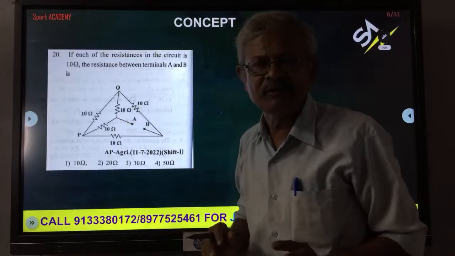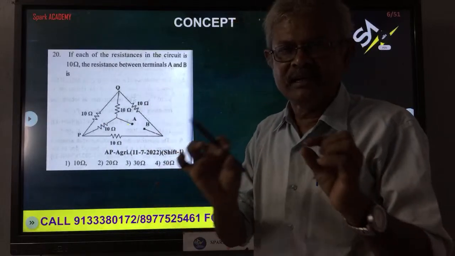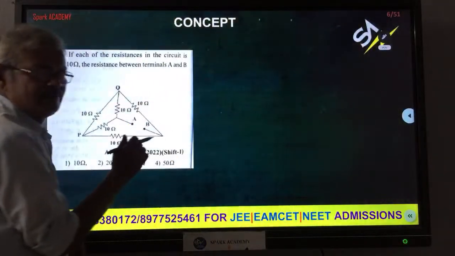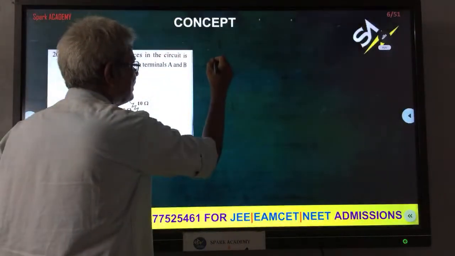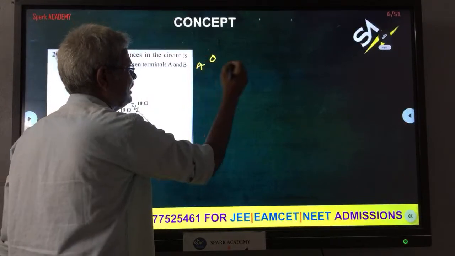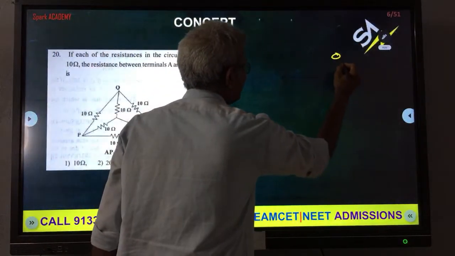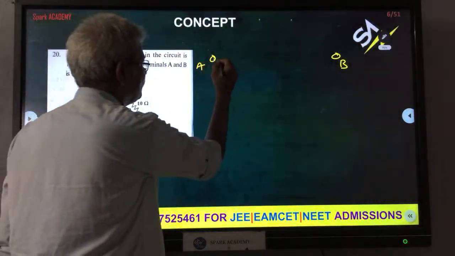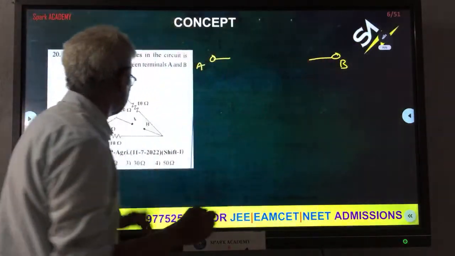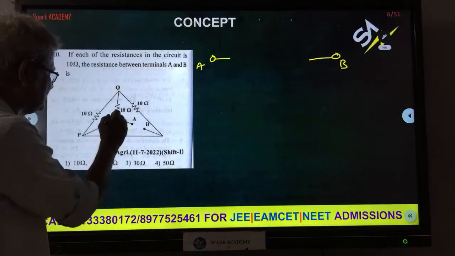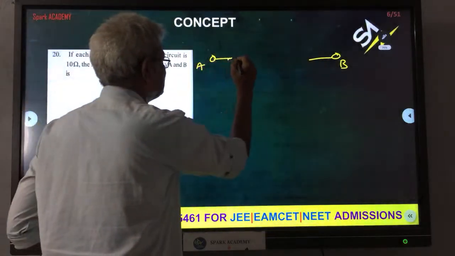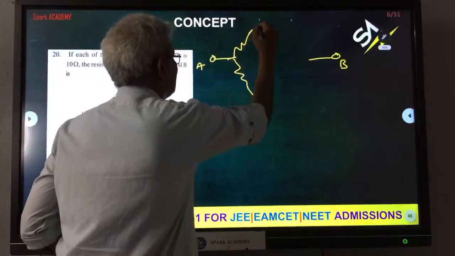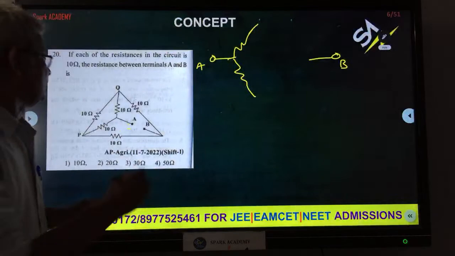So what we have to do is, first you draw the circuit like this. Between A and B means you draw first terminal A, terminal B like this. From A, one line like this. From B, another line like this. From A, there are two terminals, this and this. So there are two resistors. Any doubt in this? From A, two terminals.